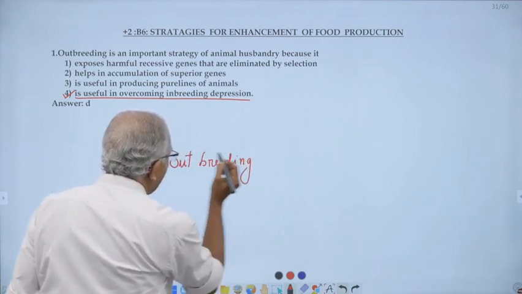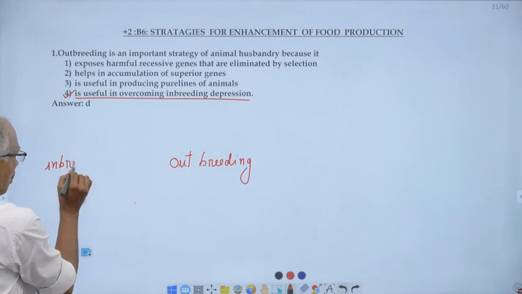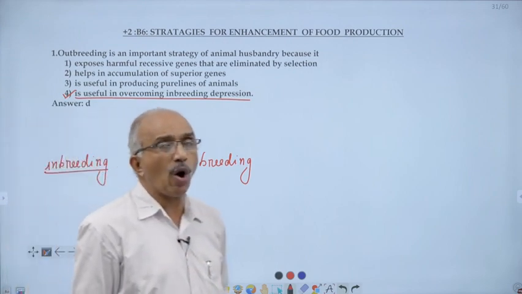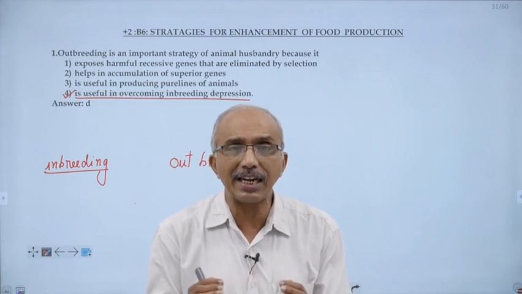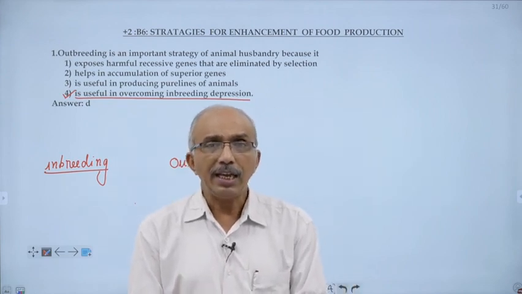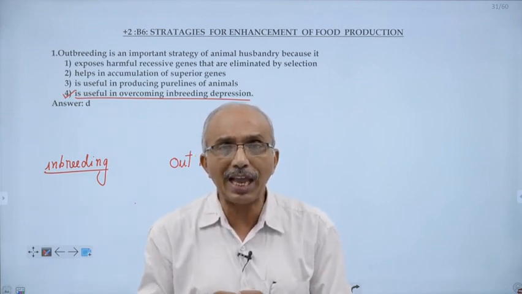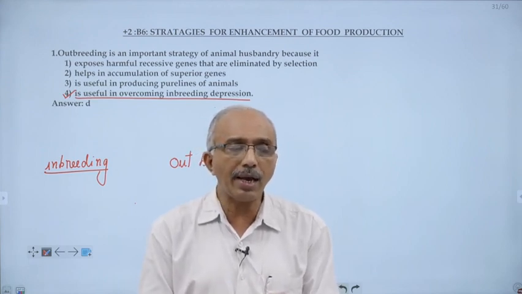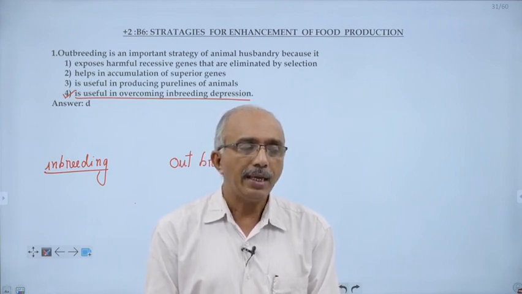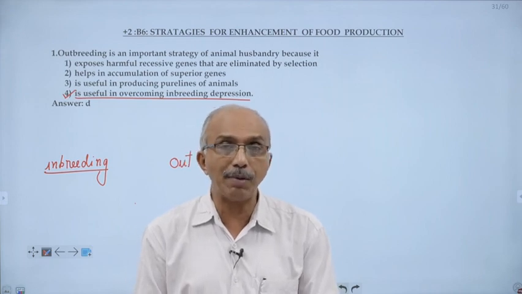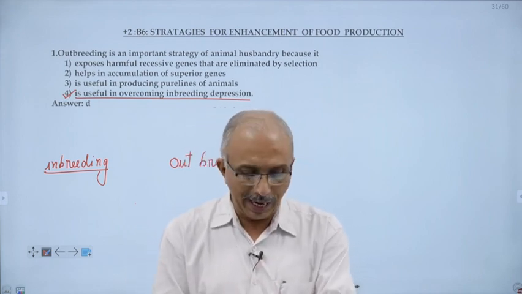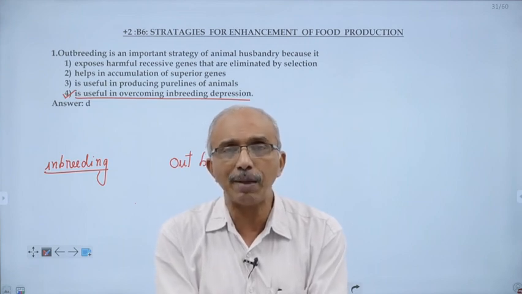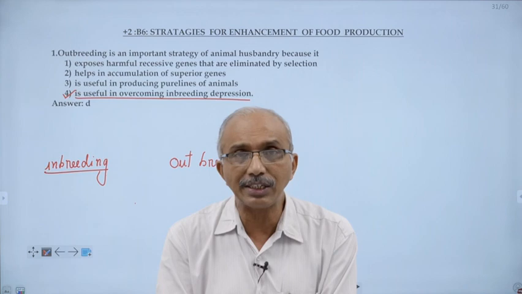What is meant by inbreeding? What is meant by outbreeding? Inbreeding is the mating of closely related animals. Outbreeding is the mating of unrelated animals. So you differentiate between inbreeding and outbreeding. The former one is the mating of closely related animals, the other, mating of unrelated animals.